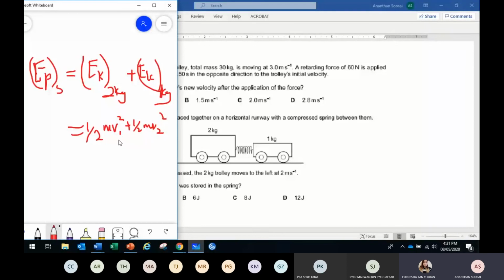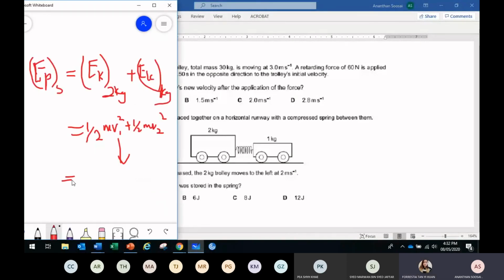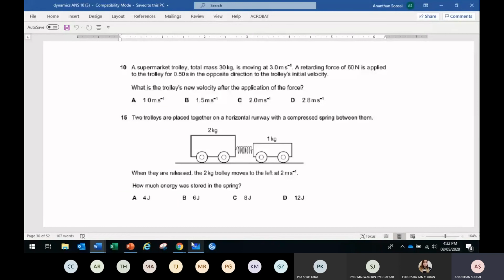Do you know V1? V1 is for the 2 kg, right? V1 is 2 meters per second. So half m is 2, v is 2 meters per second, so 2 squared, plus half of 1. We don't know the speed of the 1 kg. So how do we find the speed of the 1 kg? We need it to get the answer. What speed is the one moving to the right?